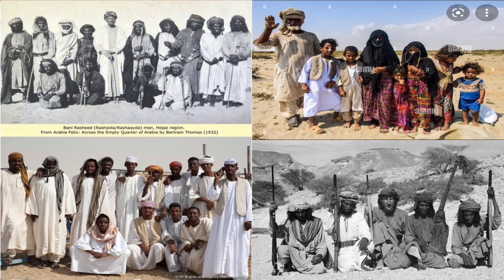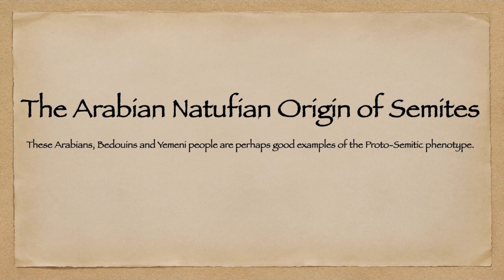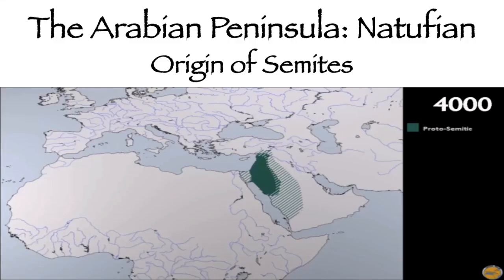But here's just a bunch of different images of Bedouins and Arabians and various peoples in the Arabian Peninsula. This is how I believe ancient Proto-Semitic people would have looked if they had a more Levantine Arabian origin. They basically would look like dark-skinned Arabians and Bedouins. It's the best example I think I can give. So these Arabians, Bedouins, and Yemeni people are perhaps good examples of the Proto-Semitic phenotype. But this is where we end the Arabian Peninsula Natufian origin of Semites.